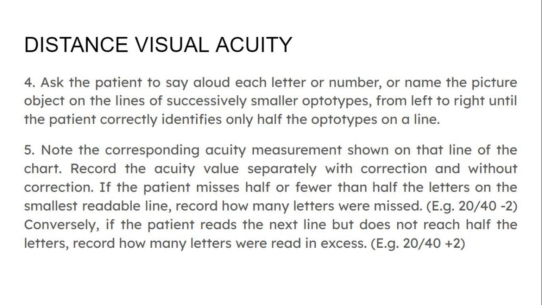Ask the patient to say out loud each letter or number, or name the picture object on the lines of successively smaller optotypes, from left to right until the patient correctly identifies only half the optotypes on a line. Note the corresponding acuity measurement shown on that line of the chart. Record the acuity value separately with correction and without correction.